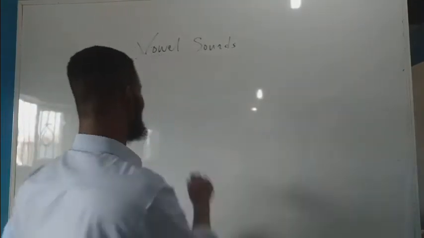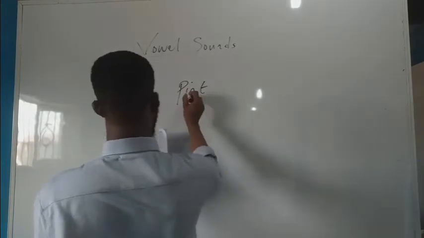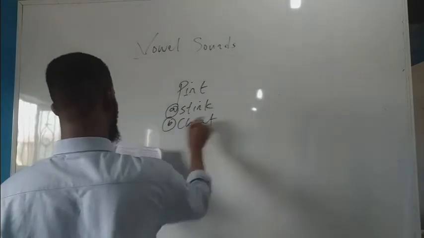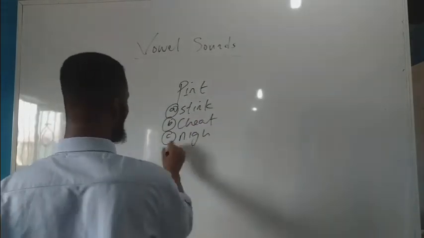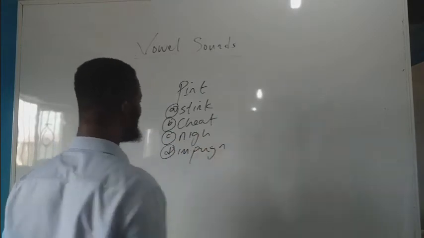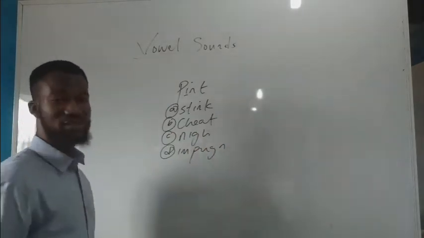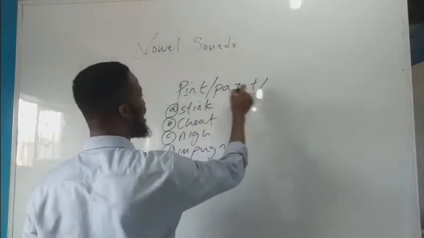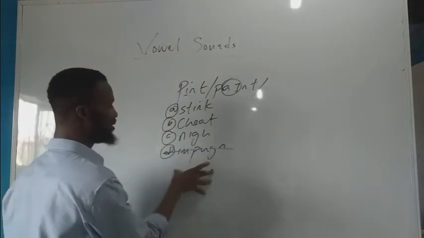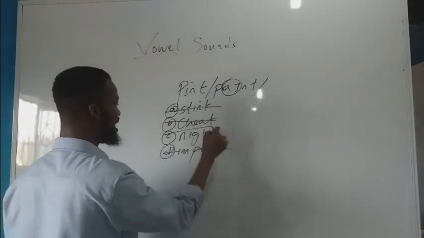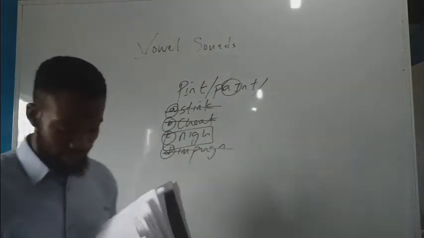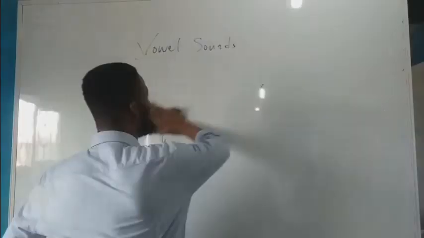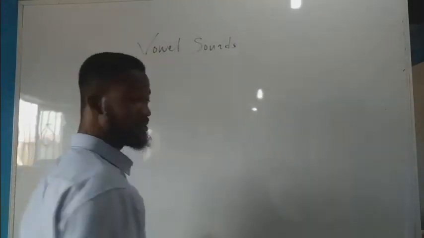Our next question is this: P-I-N-T, and this is on the line. Option A is S-T-I-N-K, option B is C-H-E-A-T, option C is N-I-G-H, and option D is I-N-P-U-G-N. We need to first pronounce the words. This is pronounced as pint. So because it's pronounced as pint, we are basically looking for I. And that is not here. This is called impugn. This is cheat. This is think. Our answer is nigh. Alright? So a few more questions and we're going to be done with diphthongs.